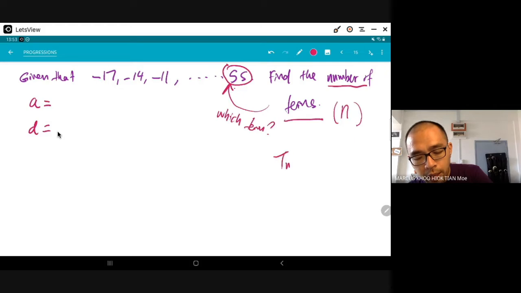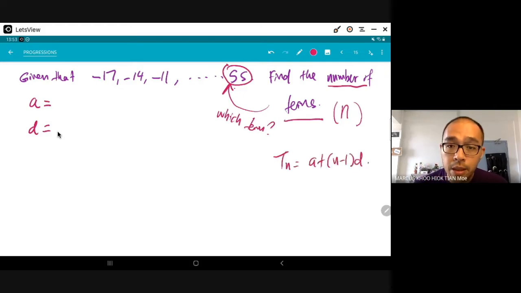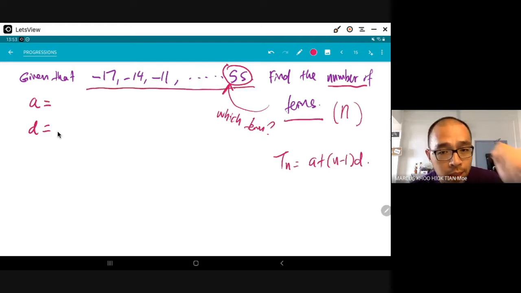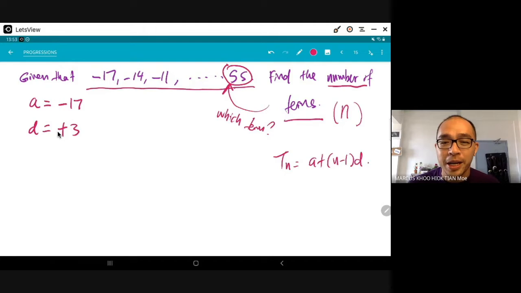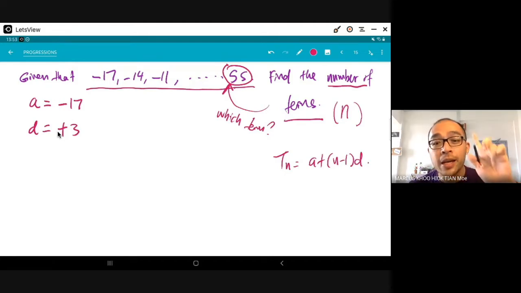Same formula, Tn equals to A plus N minus 1 D. Somebody tell me what is the A. In this arithmetic progression, what is the A, what is the D? D is plus 3, very good. A is negative 17. Atika pandai sudah. Dia jawab dulu yang kedua kan, so dia tahu orang akan jawab yang pertama. Okay, so A is negative 17, D is 3, and ini yang kita mau adalah 55.